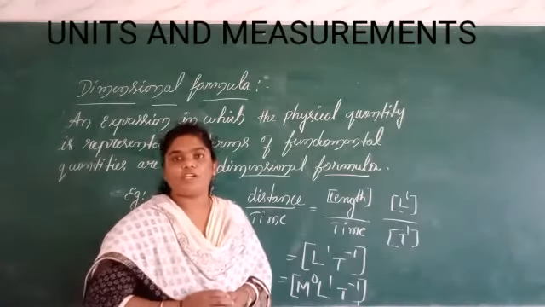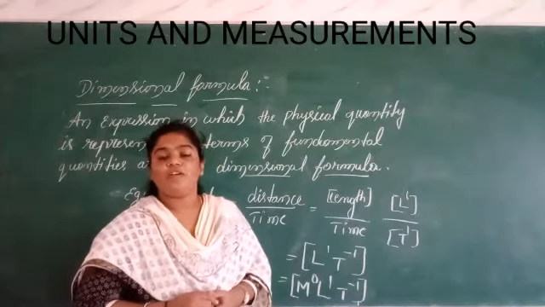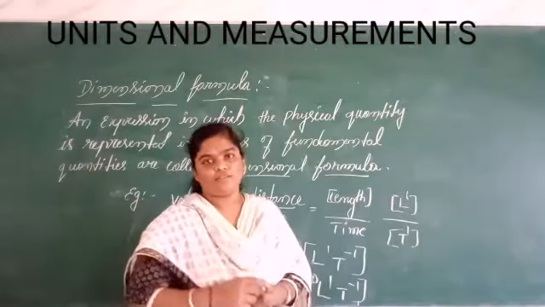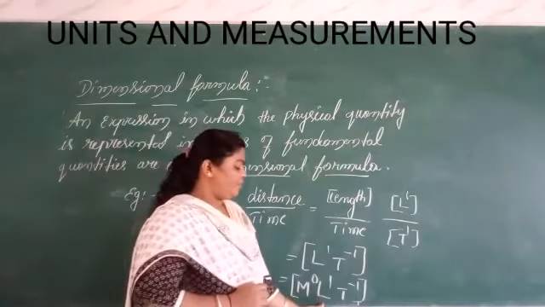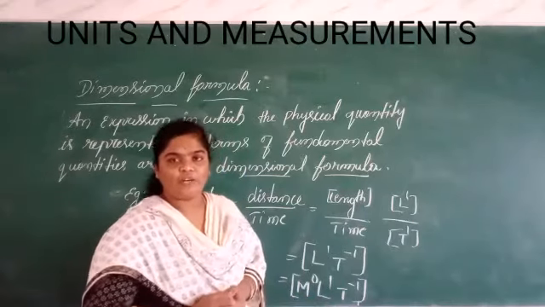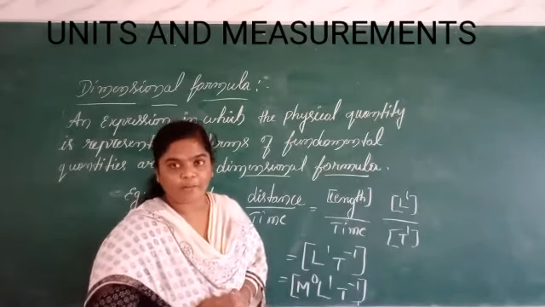So they will ask you a 1 mark question: write the dimensional formula for the physical quantity velocity. If they ask velocity, then M0 L1 T minus 1. Like this there are different physical quantities.